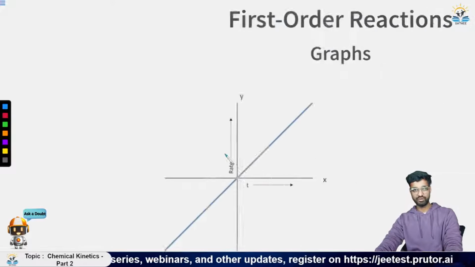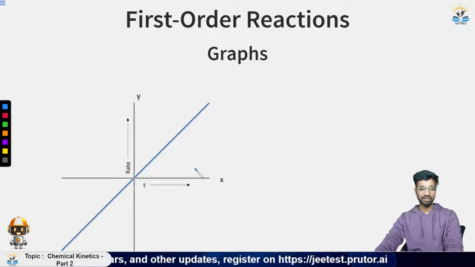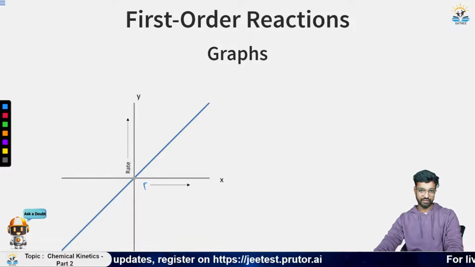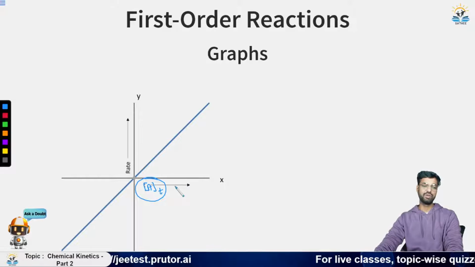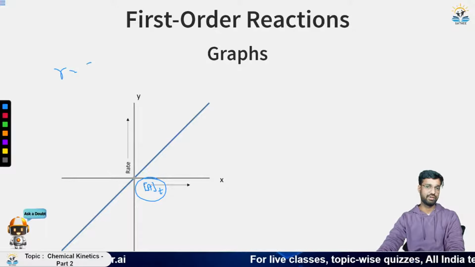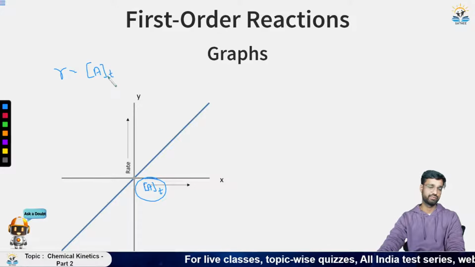So we have one more graph here, that is rate against A. So again here it will be A. Sorry for this confusion. So we will always plot a graph for rate equals k[A].